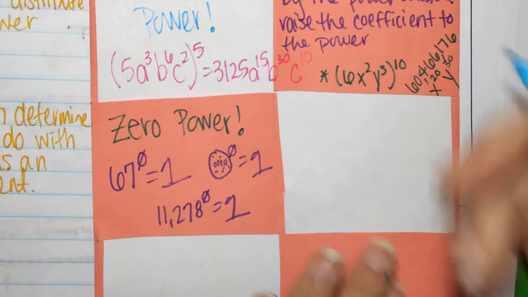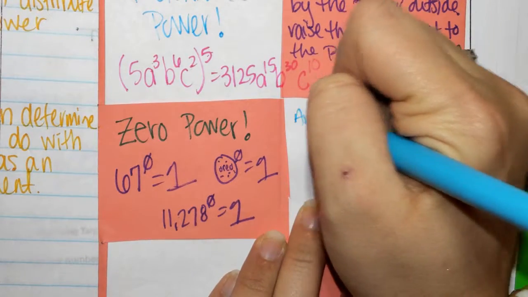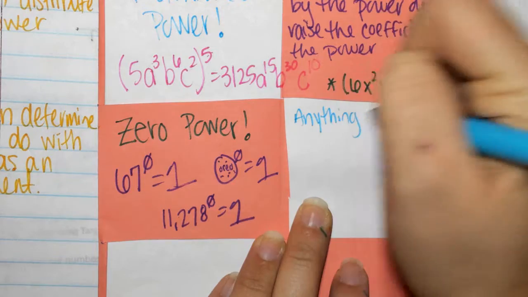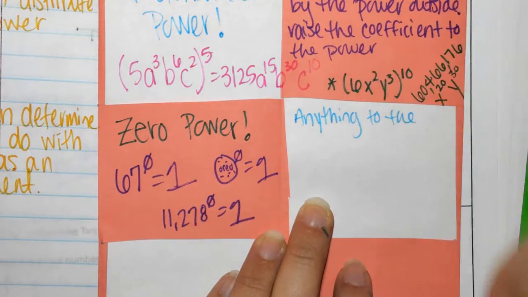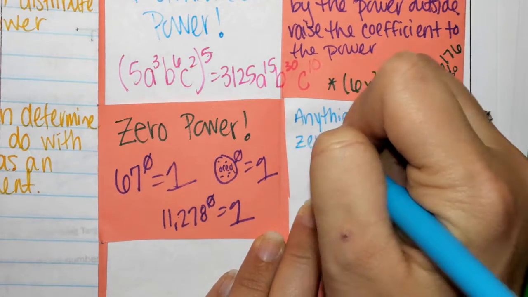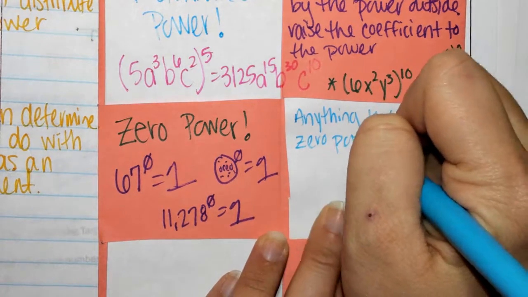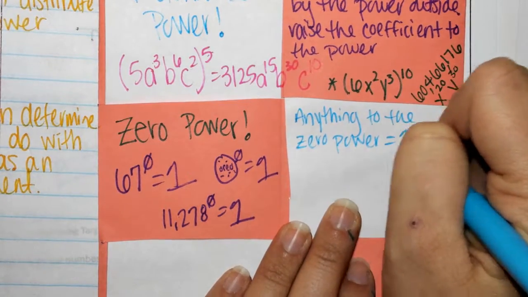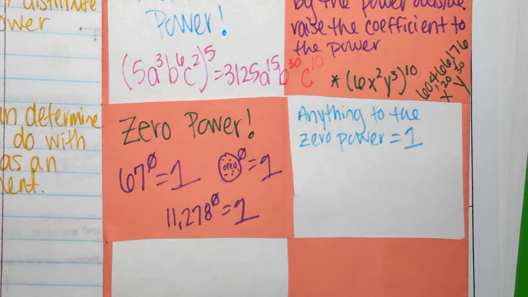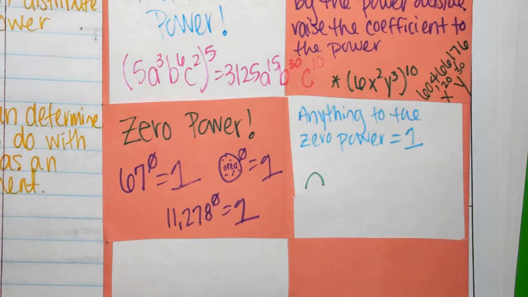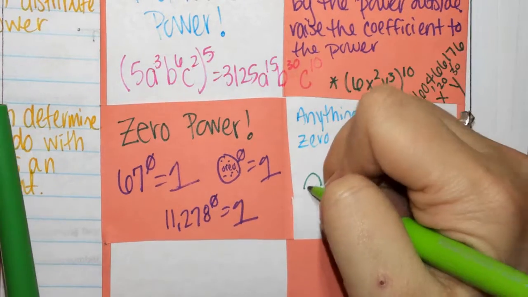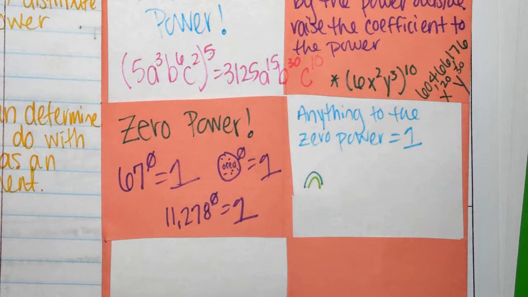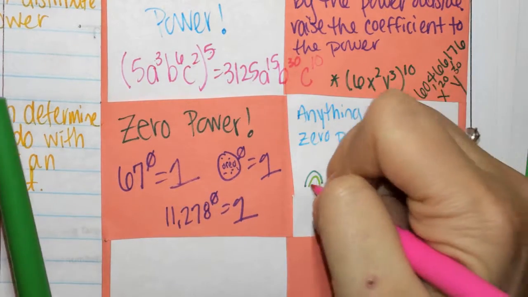And we're going to write that over here. Anything in the whole world to the 0 power equals 1. So if I had a rainbow, and I said rainbow to the 0 power, what would that be? 1.